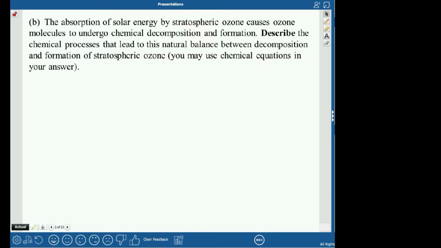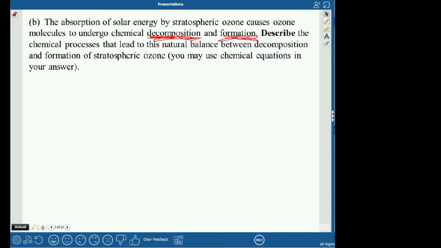Now we get to the second one. It says the absorption of solar energy by stratospheric ozone causes ozone molecules to undergo chemical decomposition and formation. If you remember that, it means we're constantly forming ozone, and it's constantly breaking down, just going back and forth. So it says describe the chemical processes that lead to the natural balance between ozone decomposition and the formation of ozone. You can either use chemical equations, or you can type your answer.